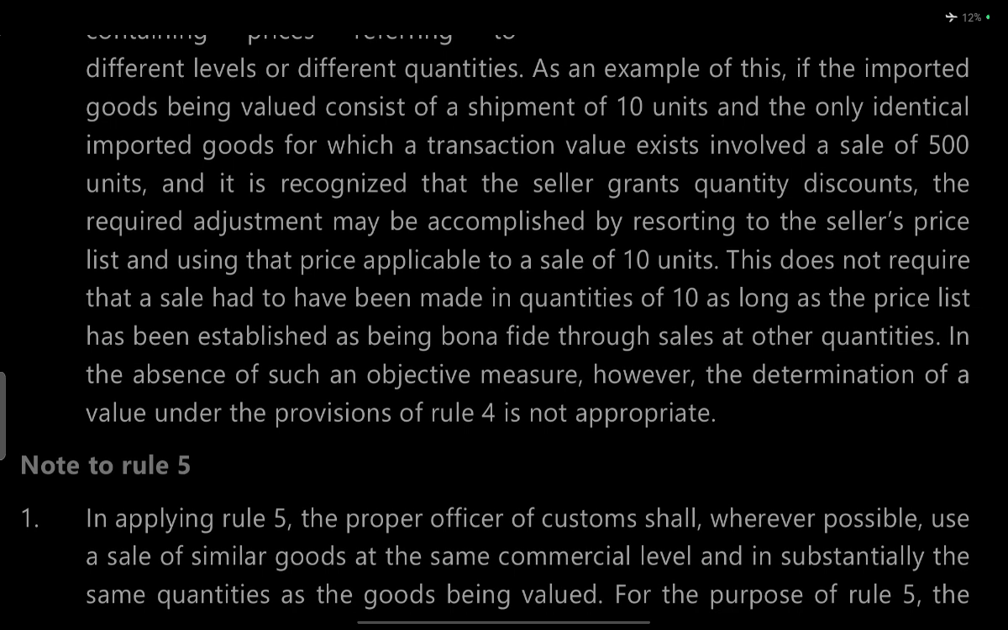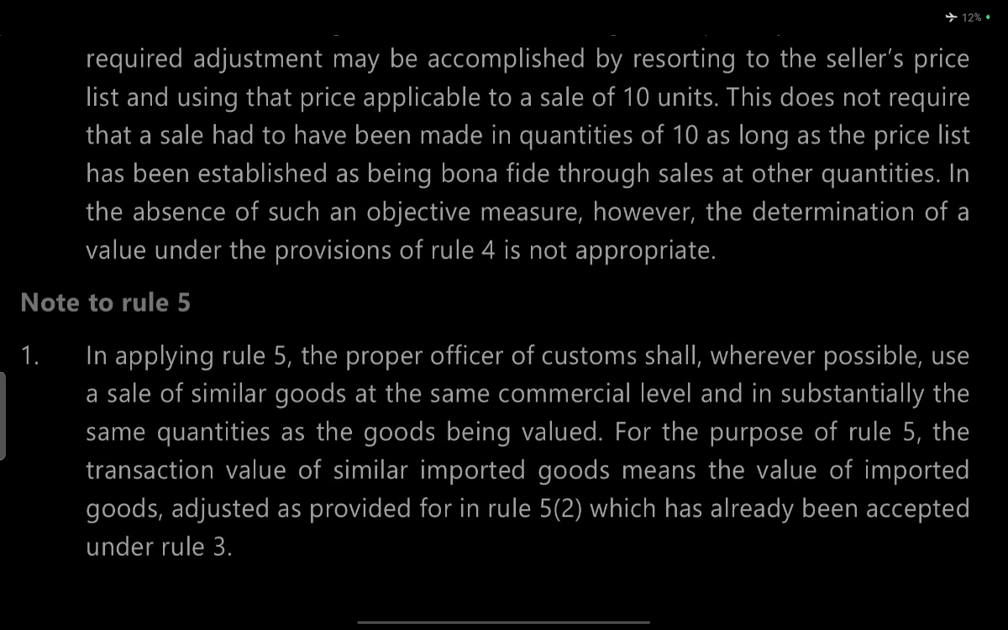This does not require that a sale had to have been made in a quantity of 10, as long as the price list has been established and is bona fide through sales at other quantities. In the absence of such objective measures, however, determination of value under the provisions of Rule 4 is not appropriate.